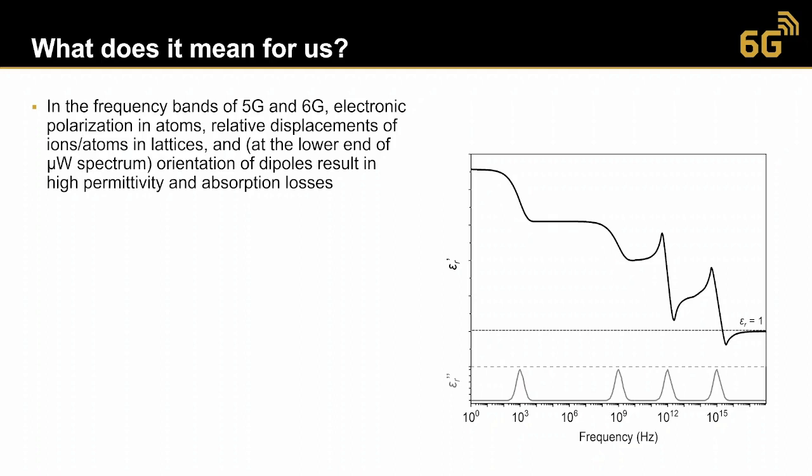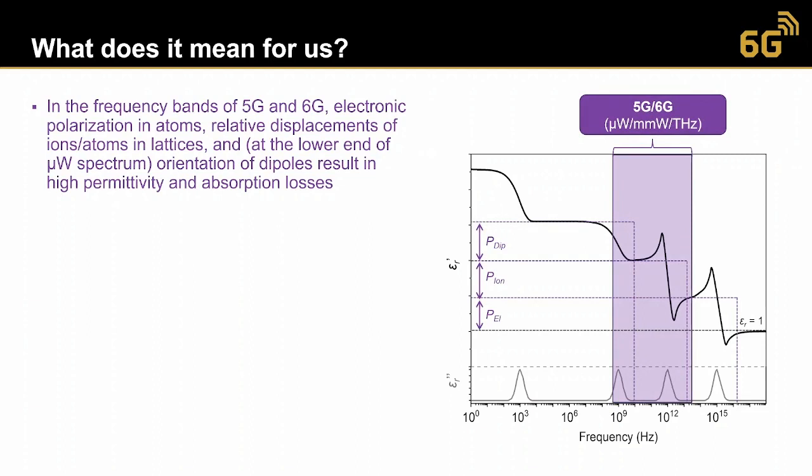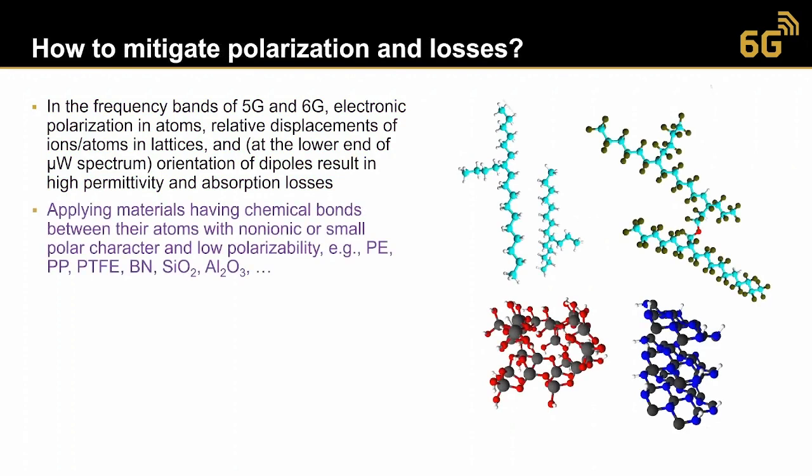So coming back to the 5 and 6G frequencies, we see that from these 4 processes, we still have the electronic polarization, the ionic polarization, and the dipole orientation present when we expose any dielectric material to the oscillating electric field. These polarizations will result in inherent losses, and therefore we have to do something about it to enable devices for these high frequency applications. And one approach is to replace existing materials with new ones that have either lower dipole moments or lower polarizability, or simply have a non-ionic character in the solid matter.